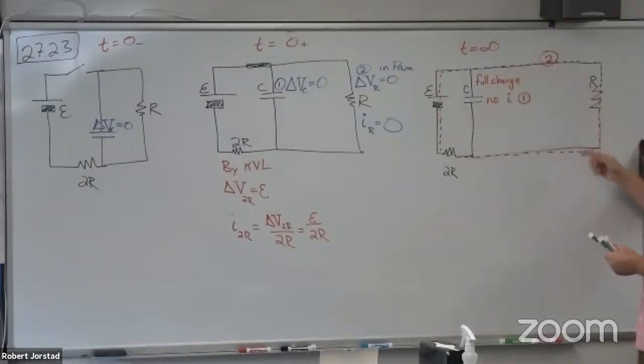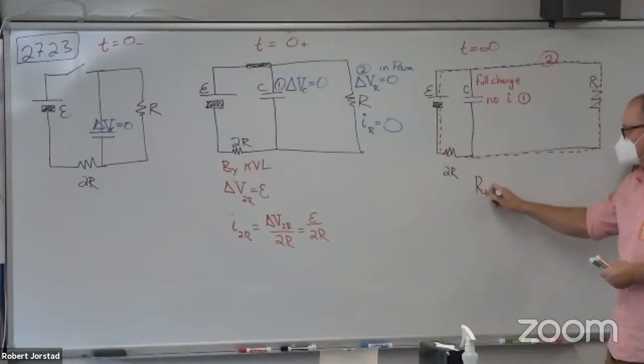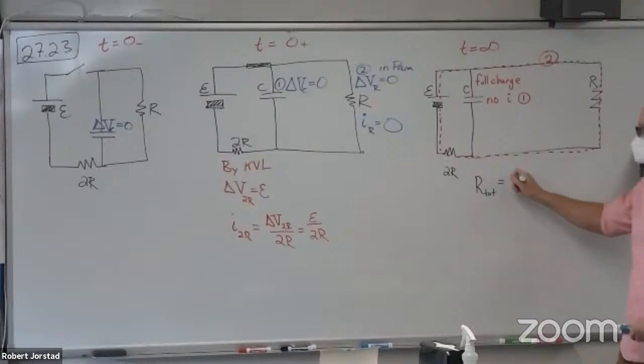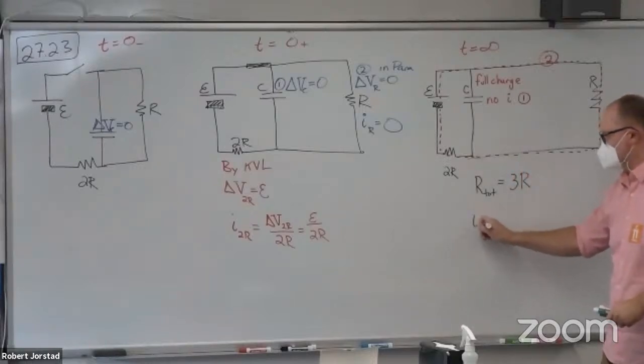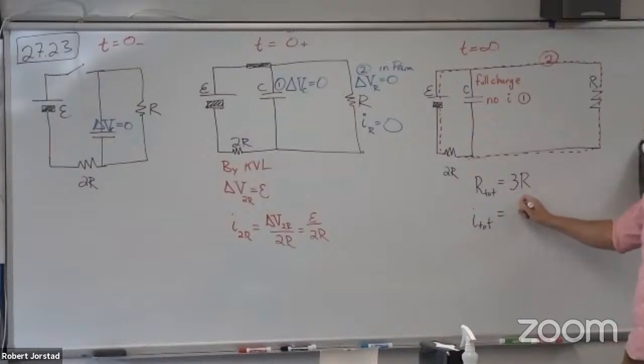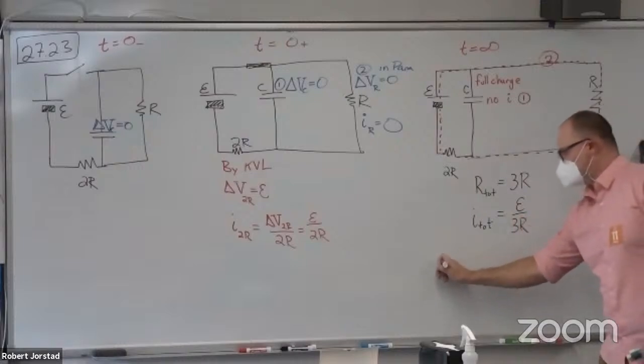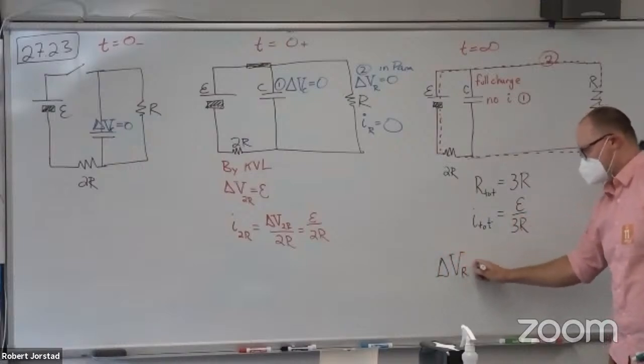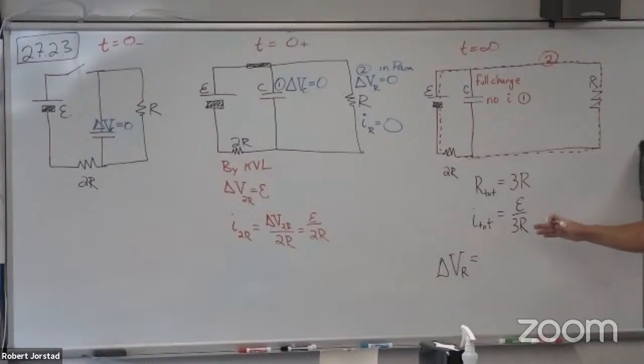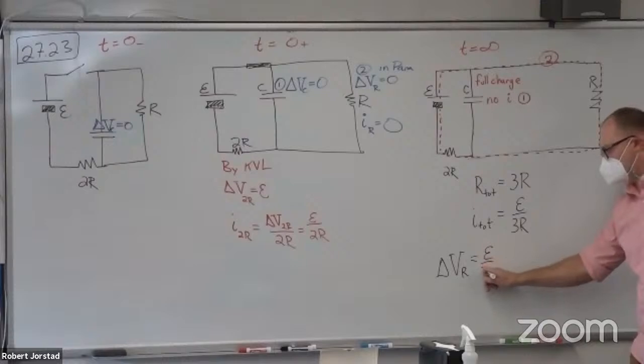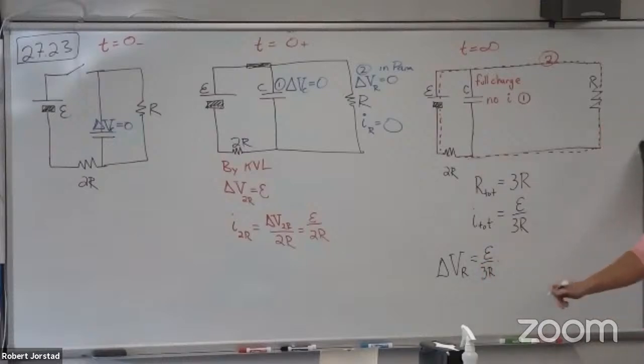Oh, there's series, right? So what's the equivalent resistance? 3R. So what is the equivalent current? E over 3R. So what's the voltage across resistor R? It's the current, which is E over 3R, times the resistance. What's the voltage across resistor R? E over 3, in that weird kind of psychedelic script E. That's always the weird one to me.